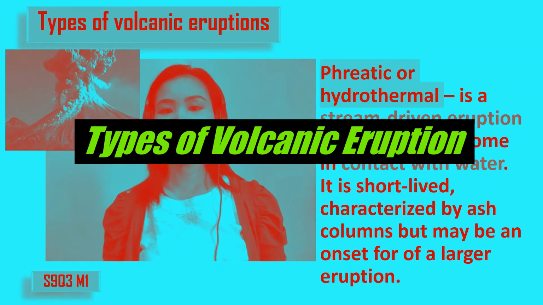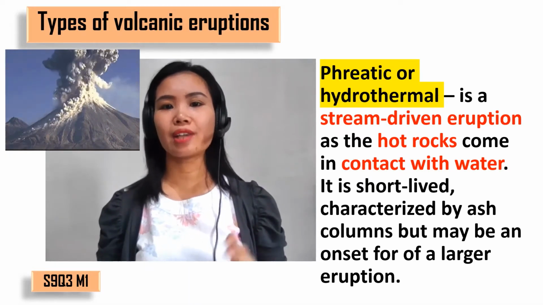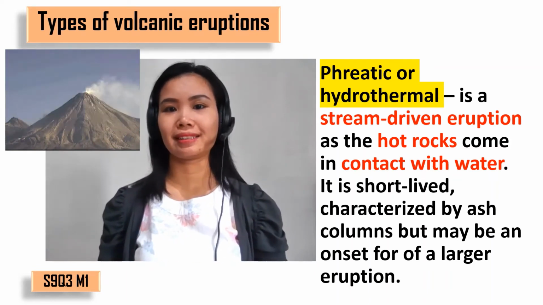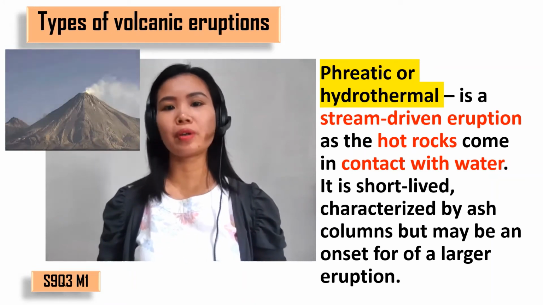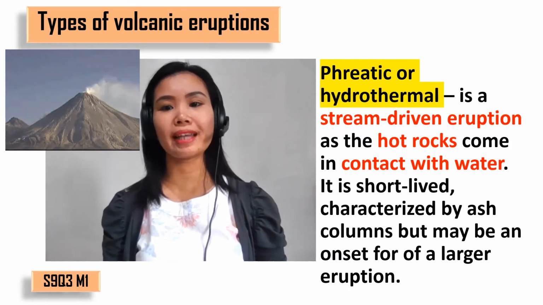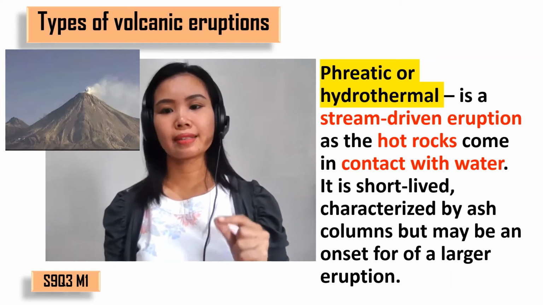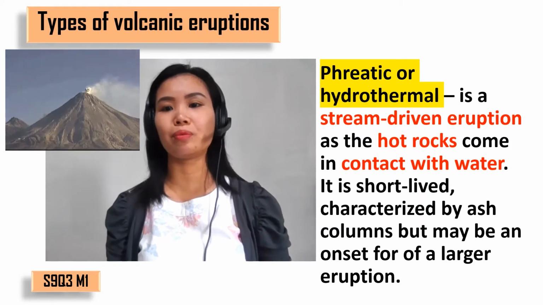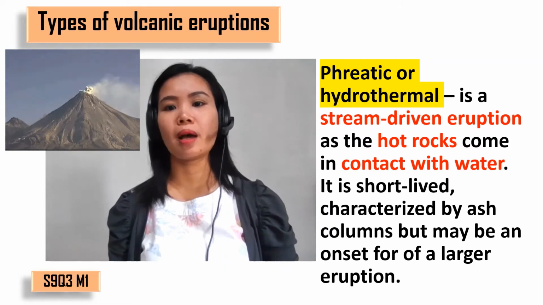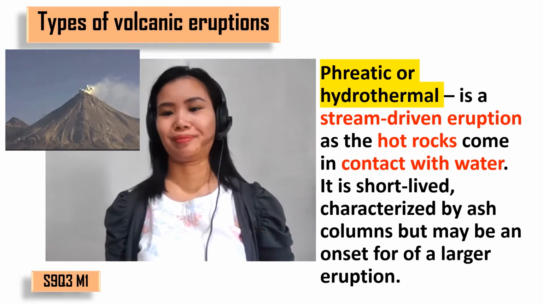Now, volcanoes erupt differently. They are generally classified as wet or dry, depending on the magma's water content. Volcanoes are described according to the style of eruption as follows. We have here number 1, phreatic or hydrothermal. It is a steam-driven eruption as the hot rocks come in contact with water. It is short-lived, characterized by ash columns, but may be an onset of a larger eruption.